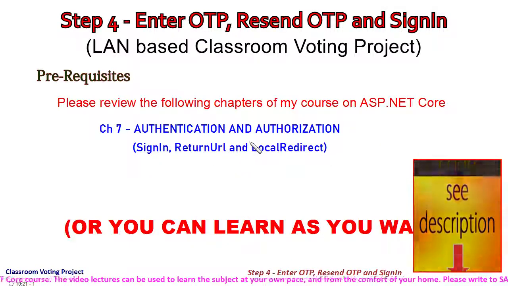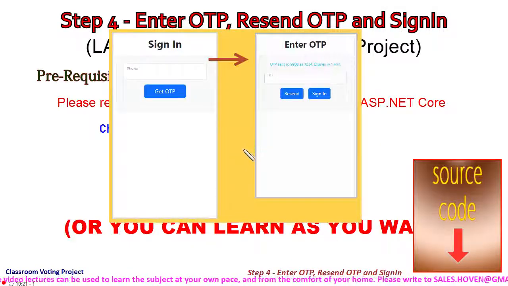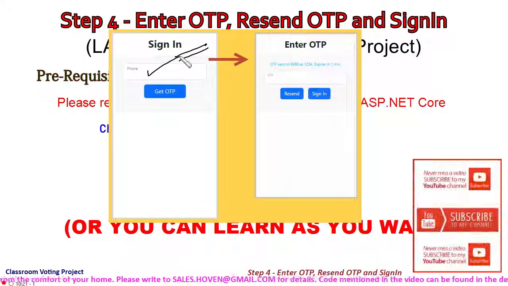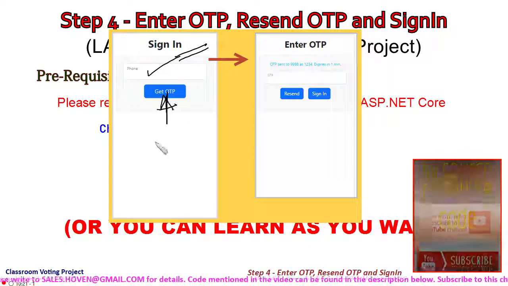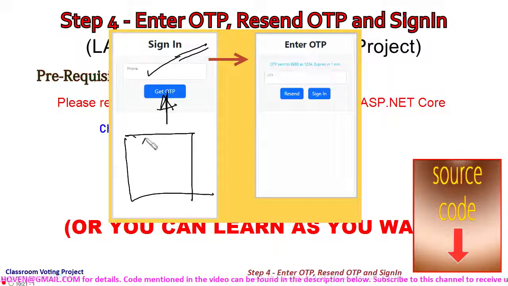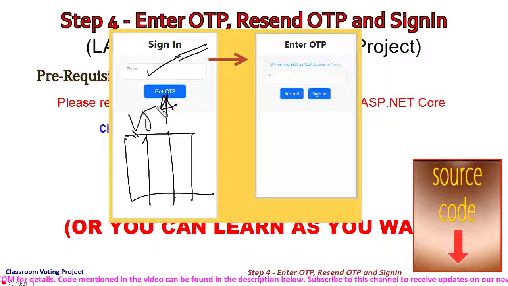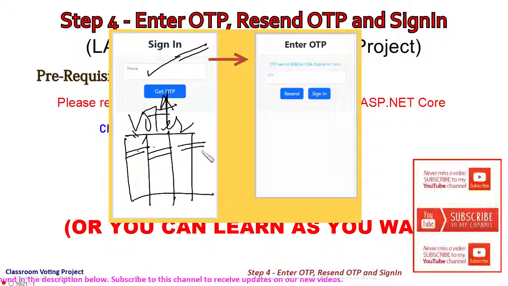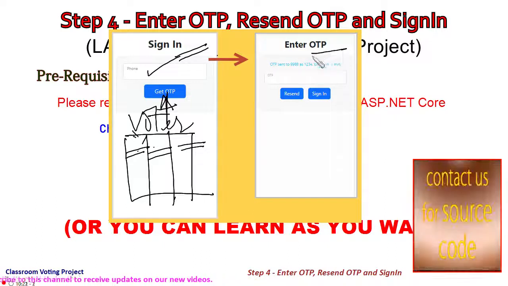And let me now explain what we are going to cover in this tutorial. If you remember, in the last tutorial we completed the sign-in page where the user was asked to enter his phone number and he clicked on this get OTP. When he clicked on this get OTP, an entry was made in the table of voter where the OTP was stored, phone number, OTP and his expiry time. And after making these entries, the user was redirected to the enter OTP page.